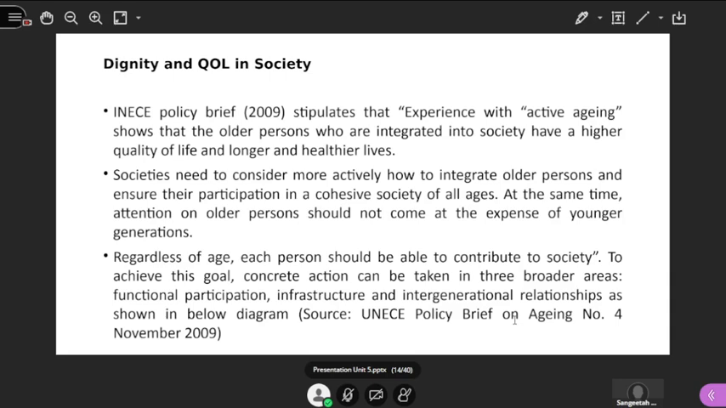have a higher quality of life and longer and healthier lives. Societies need to consider more actively how to integrate older persons and ensure their participation in a cohesive society of all ages.